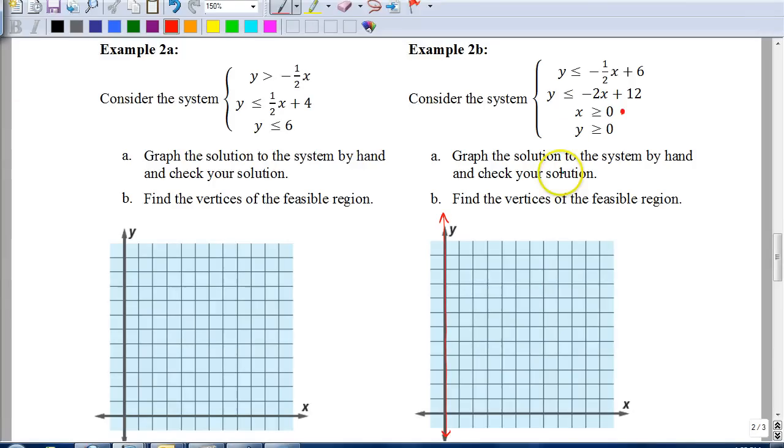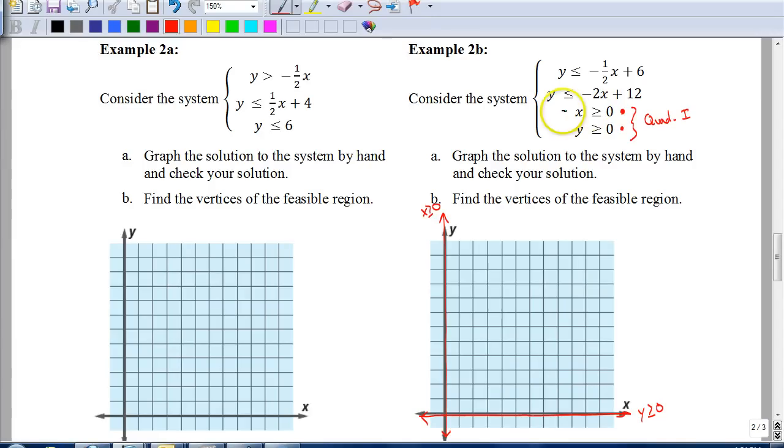But then we have y is greater than or equal to 0. That's going to be a horizontal line going through where y is equal to 0. And the fact that it's greater than or equal to 0 tells me that my solution set is going to be everything above that line. So what I've done with these two is this puts my solution set in quadrant 1. Okay, so I know my feasible region, my final answer, is only going to be in quadrant 1. It's not going to spill over into quadrants 2, 3, or 4.